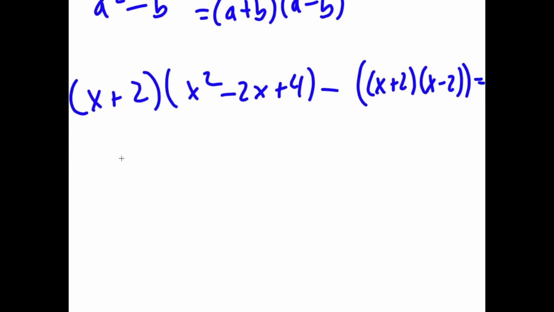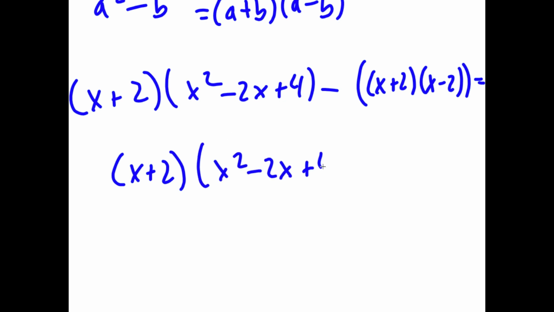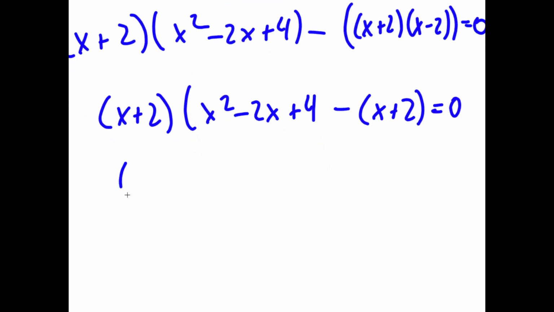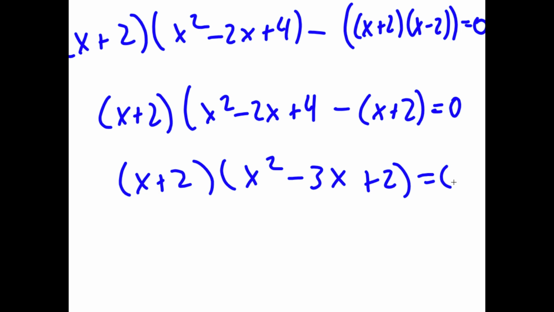From here, I can factor out x plus 2. So I get x plus 2 times x squared minus 2x plus 4 minus x plus 2 is equal to 0. And if I simplify this, I get x plus 2 times x squared minus 3x plus 6 is equal to 0.